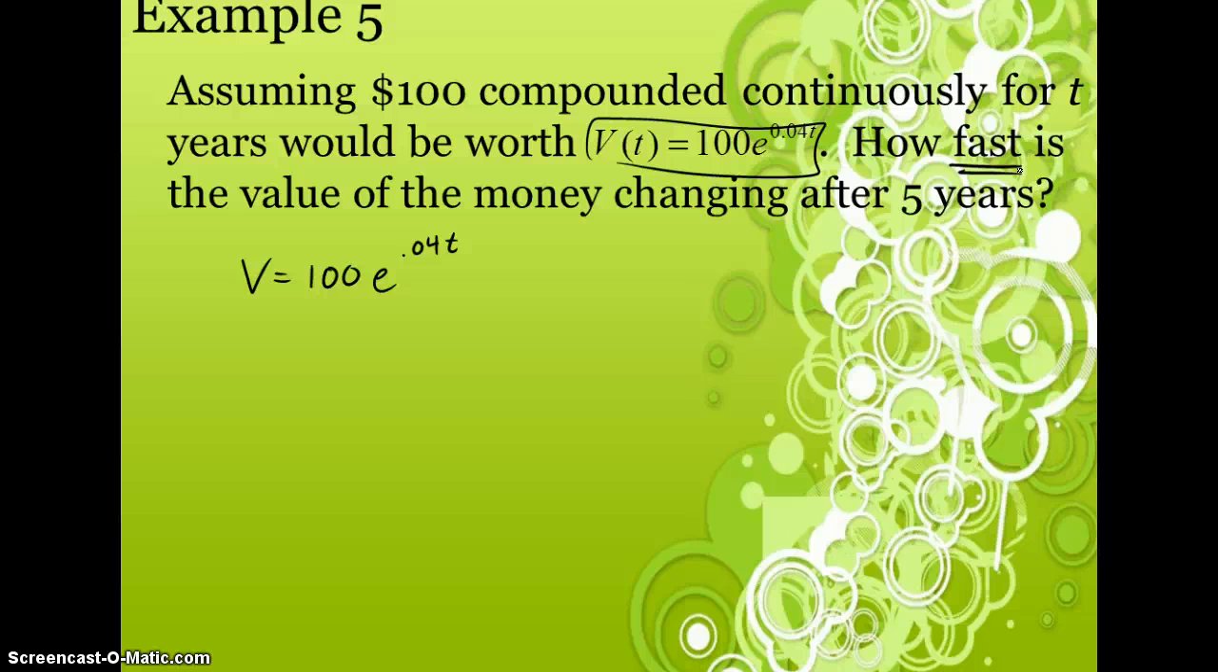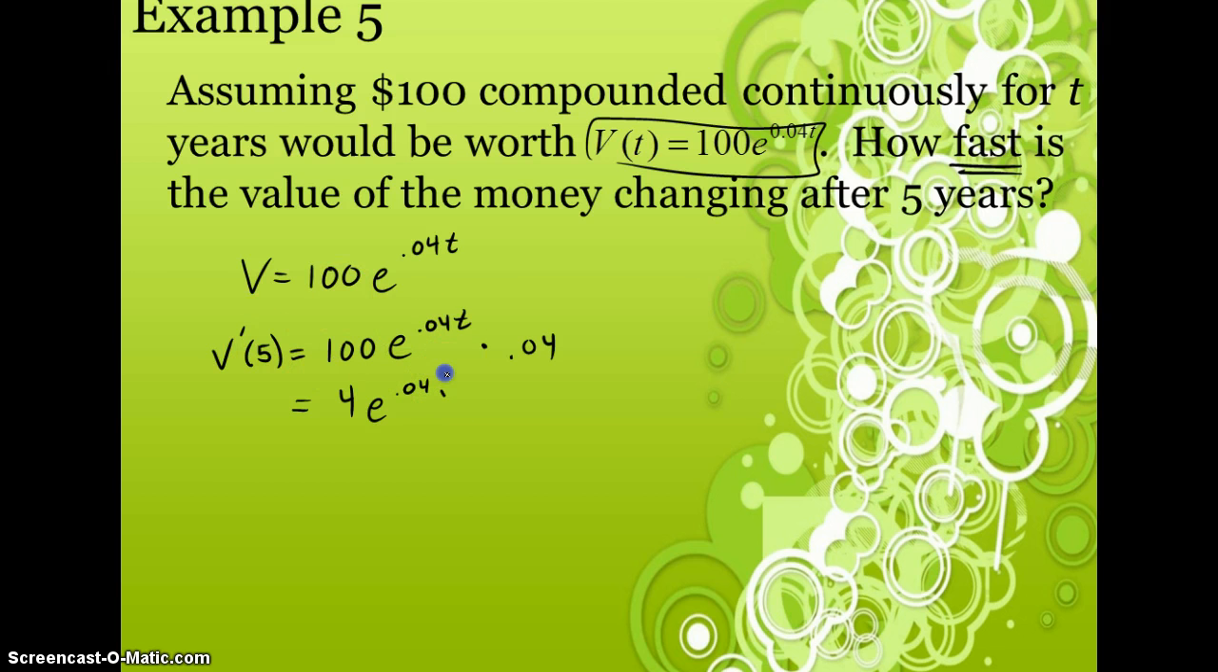Now, it is important to note at this juncture that V of t is not a velocity statement. It's kind of like the value at time t. So if I want to know how fast it's changing, essentially what I want to know is V prime of 5. Because fast is talking about rate of change. That's derivative. So I can take the derivative of this statement, which is basically just going to be 100 e to the 0.04t times 0.04. 0.04 times 100 is just going to be 4 e to the 0.04t.